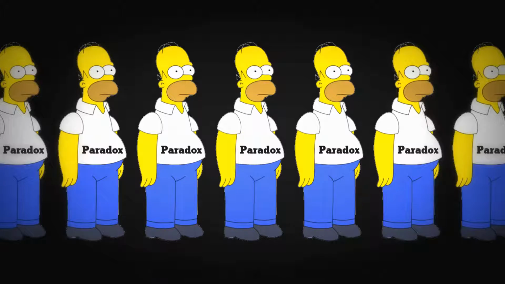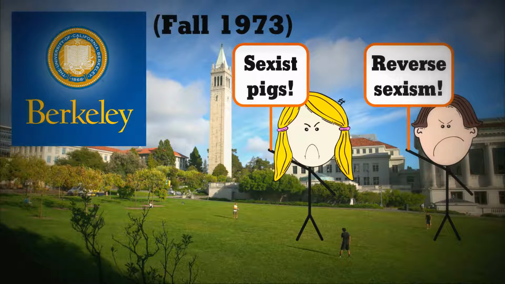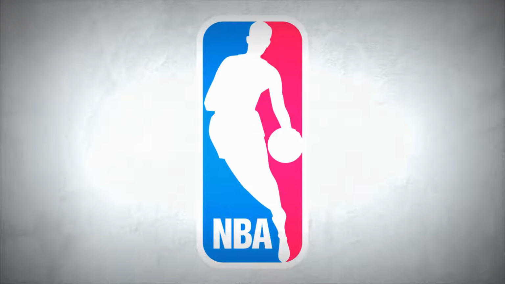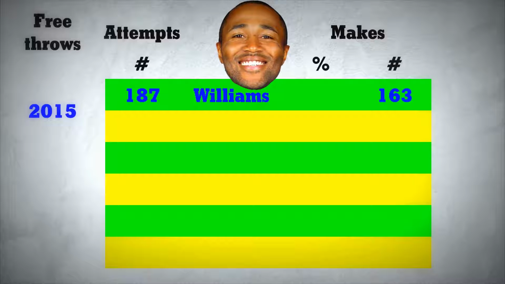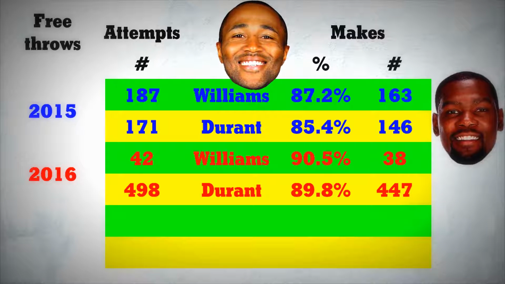Simpson's paradox happens everywhere. There are plenty of real-world medical examples. A gender discrimination example happened at Berkeley. Here's one from basketball. In 2015, Mo Williams made 87.2% of his free throws, and Kevin Durant made only 85.4%. In 2016, Williams made 90.5% of his free throws, while Durant made only 89.8%.